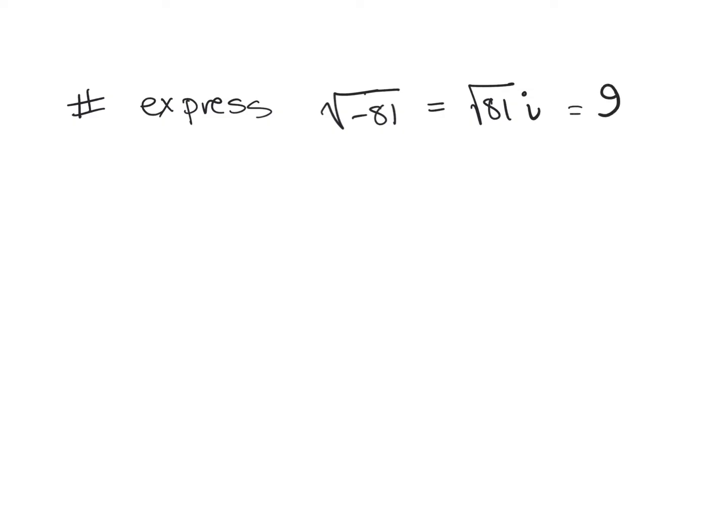What questions did you have that you wanted to go over? Number 3. Express the square root of negative 81 in terms of i. The very first thing we have to do is take care of the negative. So that's the square root of 81, i. And now we can reduce the square root of 81. The square root of 81 is 9, so that's 9i. That's it. Any other questions before we move on?